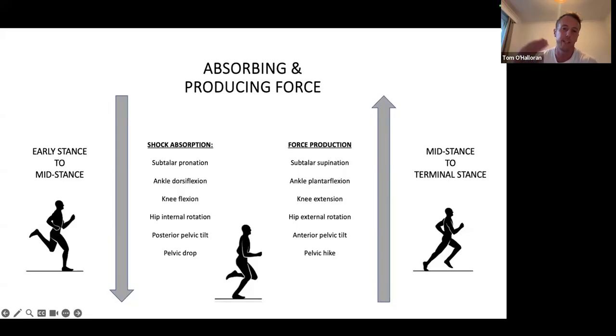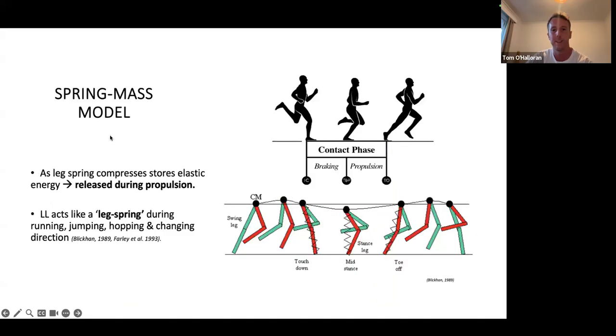As we produce force, we'll get these characteristic movements again. We'll start to supinate the subtalar joint for a high gear push-off, rigid lever of the foot. Plantar flex, we'll extend the knee, externally rotate the hip, anteriorly tilt the pelvis, and then hike out of there. So this brings me back to the spring mass model.